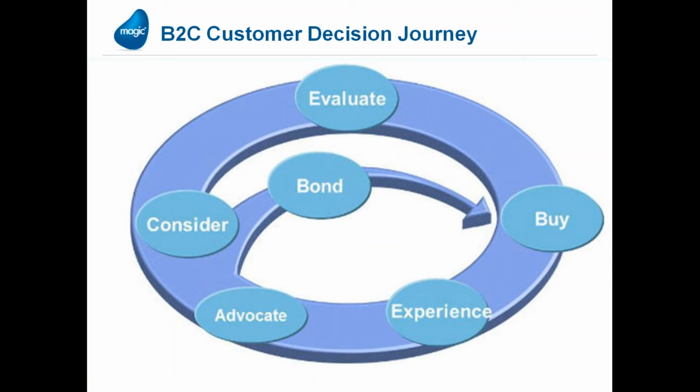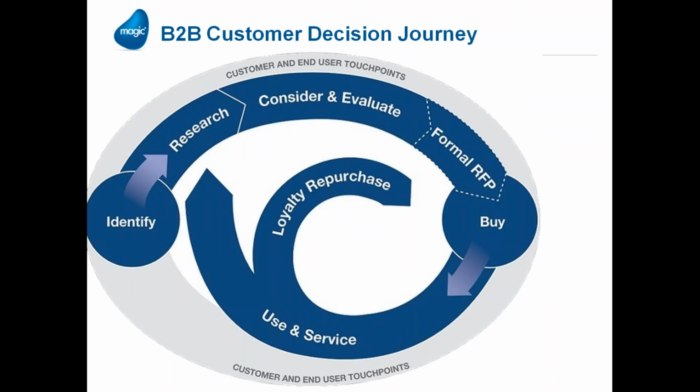When we talk about the customer journey and the customer experience, there are a couple of ways of looking at it. One is as a business-to-consumer model, where typically that experience is one where customers will consider, evaluate, and buy. They experience the product, they advocate for it, they bond to the brand and the product. This is a typical customer journey cycle, as the analysts for McKinsey and others would position it.